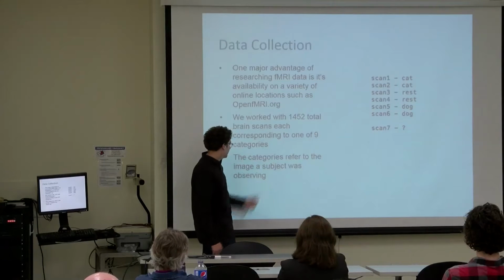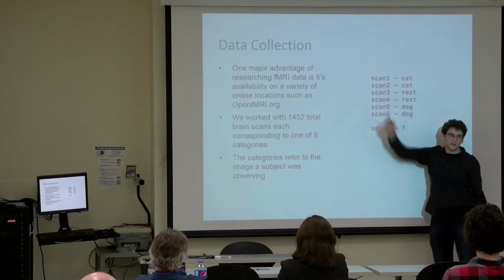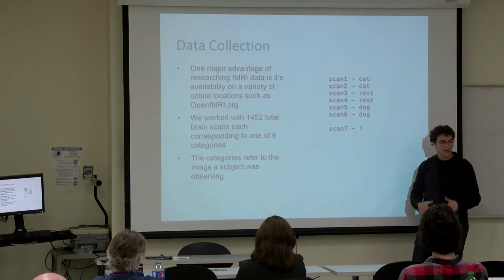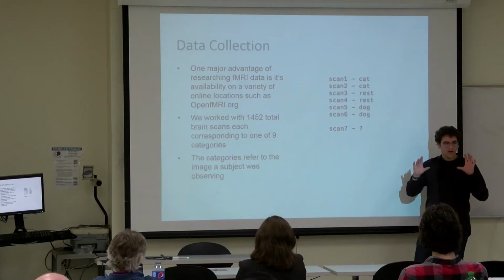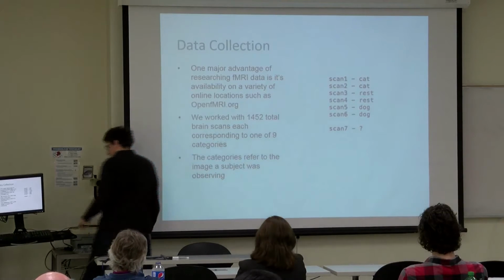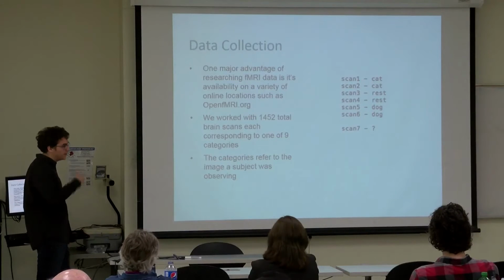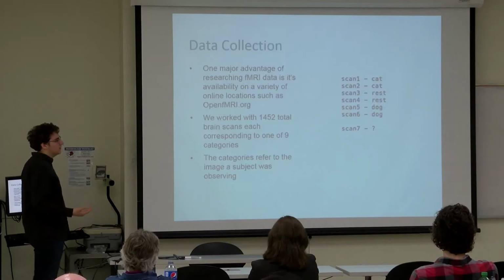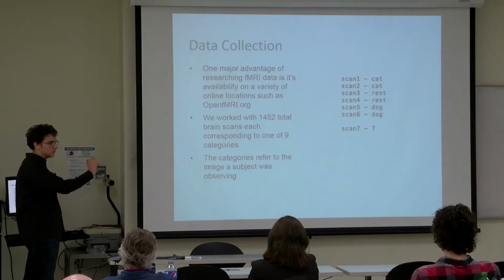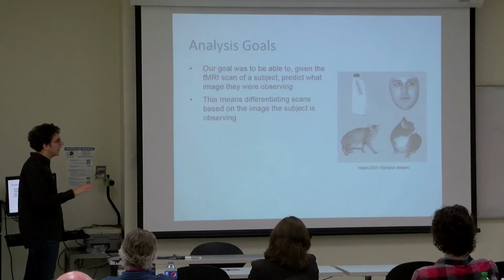These categories refer to the image a subject was observing. So we might have one of those 60 by 60 three-dimensional scans with the label cat. The person in the fMRI machine is looking at a display, and that display would have a picture of a cat on it. Then we would take another scan with that same image, and then we'd go into a rest state where they're just looking at a blank screen, and then continue doing new stimuli. But the question becomes, if we get a scan that we don't know the label for, we don't have a person looking at the image, and we want to be able to tell, just from that person's brain scan, what are they looking at?